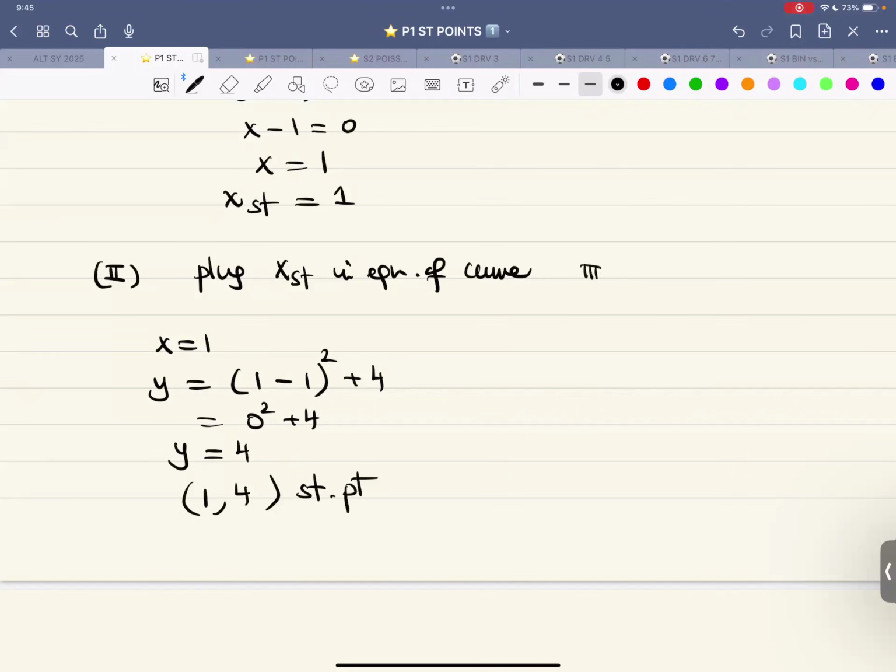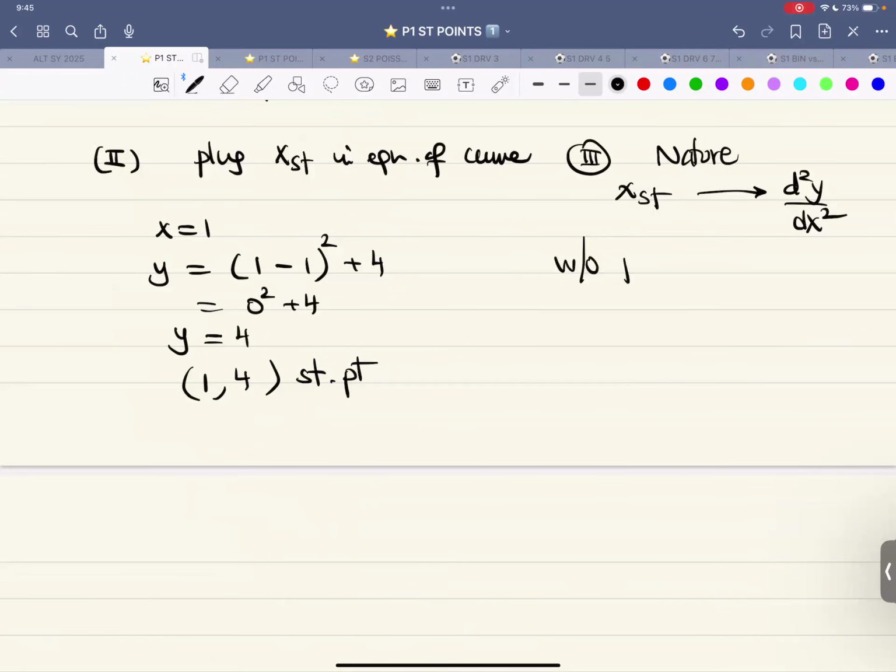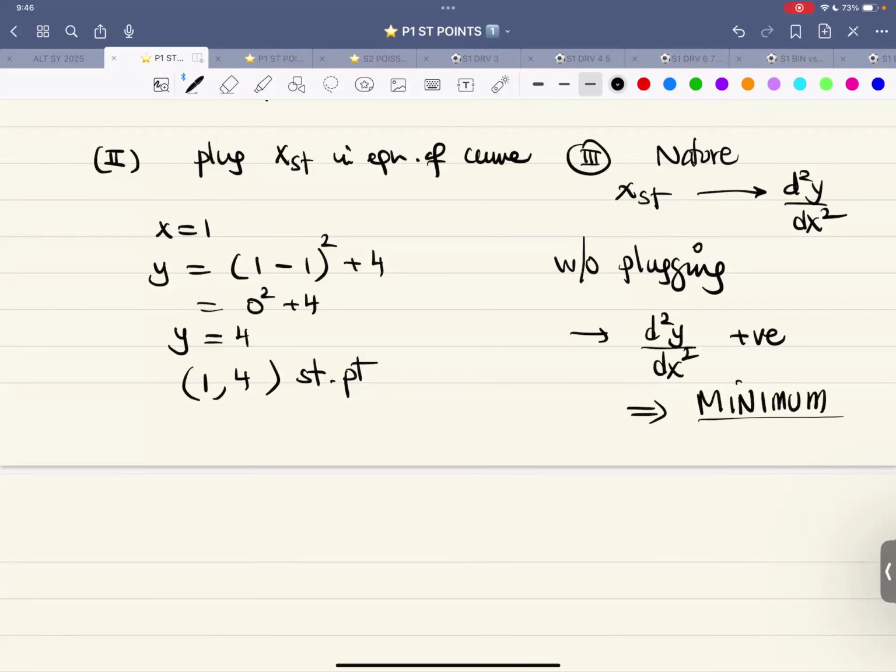Step number 3. To find nature, use the second derivative. X coordinate of stationary point will go in second derivative. But there is no need over here because the second derivative is already positive. So without plugging in, the second derivative d square y over dx square is positive. Therefore, the conclusion is minimum. We don't need the value, we just need the sign. In other words, the final answer over here is 1 comma 4. That is a minimum point.